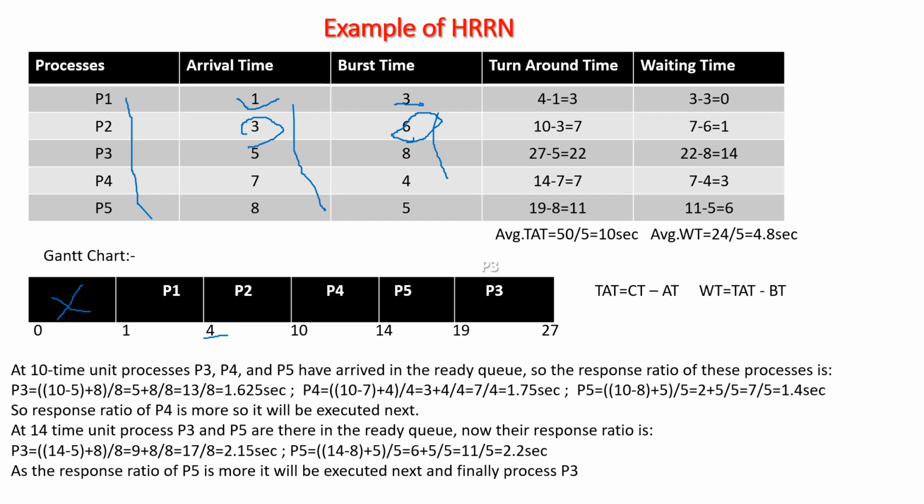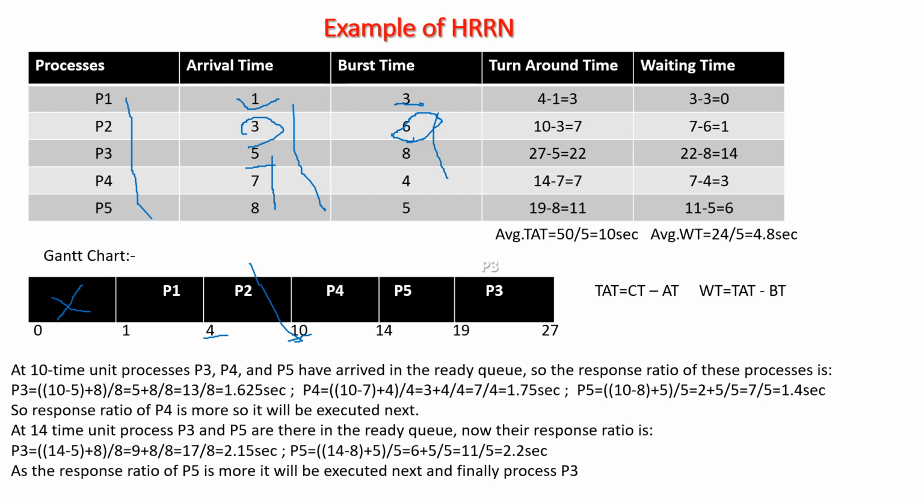At 10 time units, we see that the 3 processes P3, P4, P5, whose arrival times are 5, 7, 8, have arrived in the ready queue. So we will calculate the response ratio in order to decide which process will be given the CPU. The response ratio formula is waiting time plus burst time, divided by the burst time. The waiting time will be 10, the completion time, minus the arrival time of process P3, which is 5. So (10 minus 5 plus 8) divided by 8 is 13 divided by 8, which is 1.625.